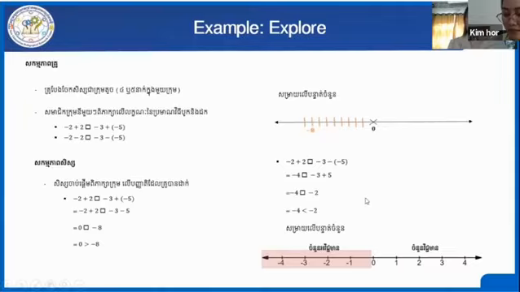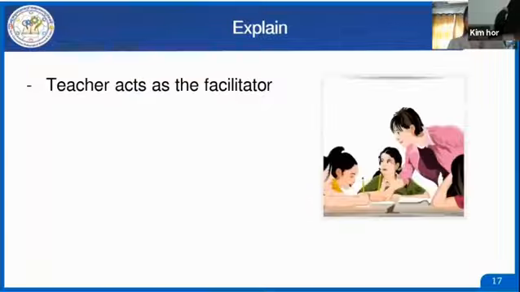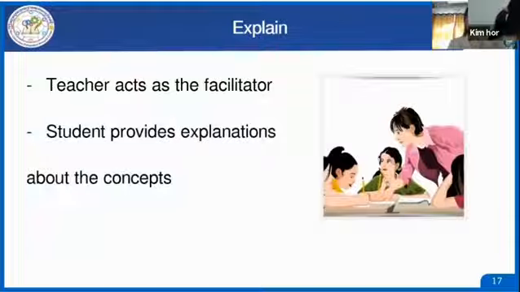After the explore phase comes the explain phase. For the explain phase, the teacher acts as a facilitator. When we apply 5E in the classroom during the explain phase, the teacher is not the one who explains the result; the person who explains the result is the student. Teachers act as facilitators who help students as needed, and the students provide explanations about the concept that they have found from the research.